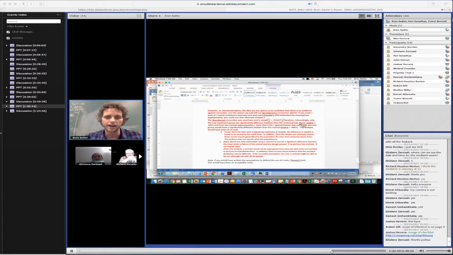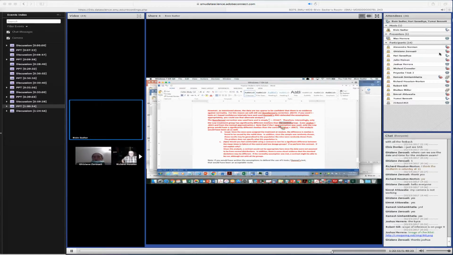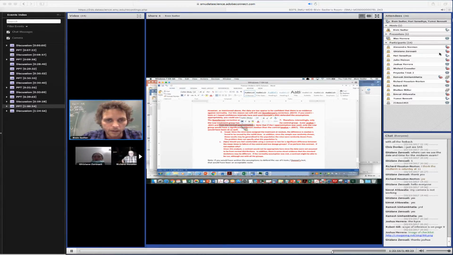The Bonferroni correction was used. Therefore, interestingly, the low treatment group has significantly different medians than the control group. So the p-value, I used a different one, 0.0023, from the normal approximation. So be sure you're saying where you got that from. Note that if the t-test approximation was used, only the low group would have been significantly different in median. This analysis would have been okay as well.